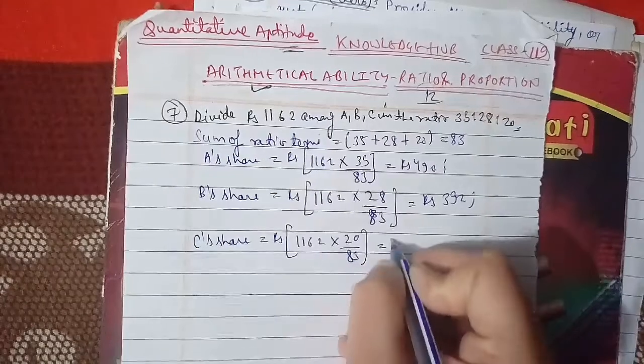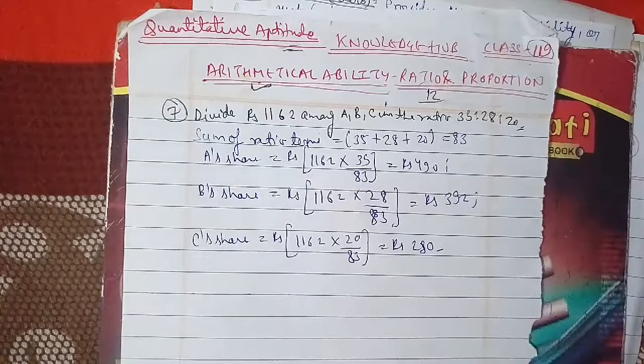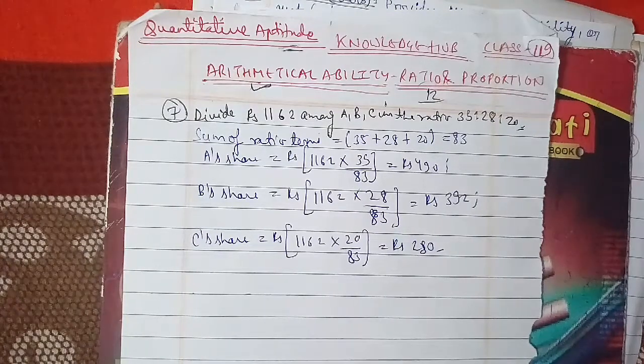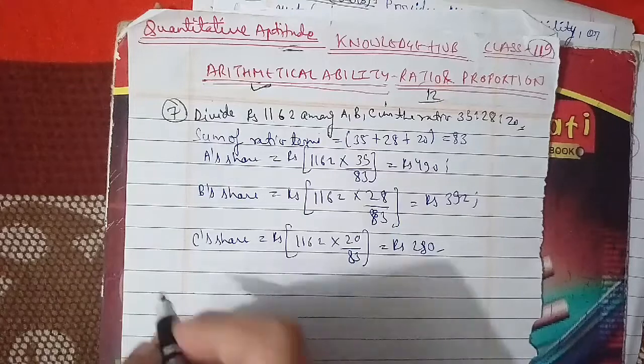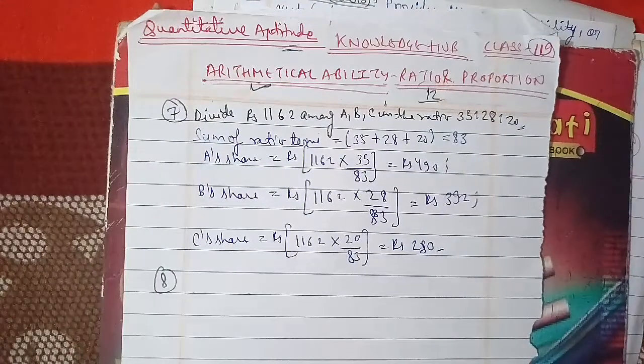Now we'll talk about the 8th question of the session, which is an important one. The question here: a bag contains 50 paisa, 25 paisa and 10 paisa coins in the ratio 5:9:4, amounting to rupees 206. Find the number of coins of each type. Let's find it out.